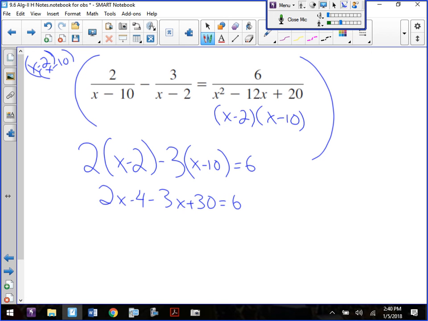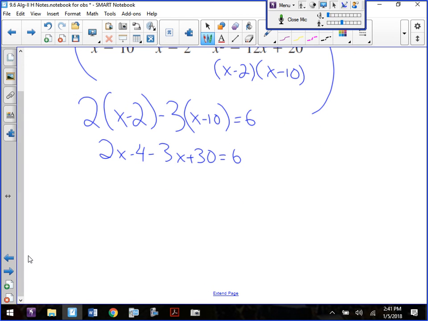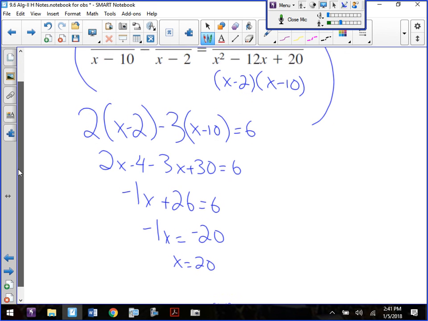Wait, what? What did I do? What's that? No, what'd you say? Oh, it's okay. That's all right. So 2 minus 3 is negative 1. Negative 1x, 26. So negative 1x is, what's that, negative 20? That works, doesn't it?